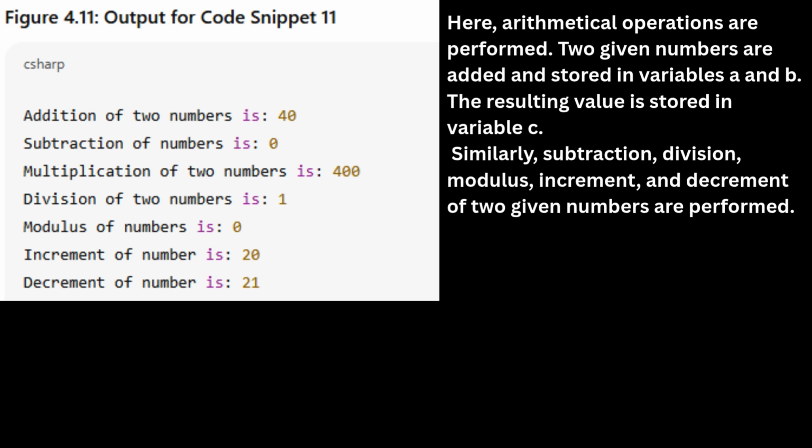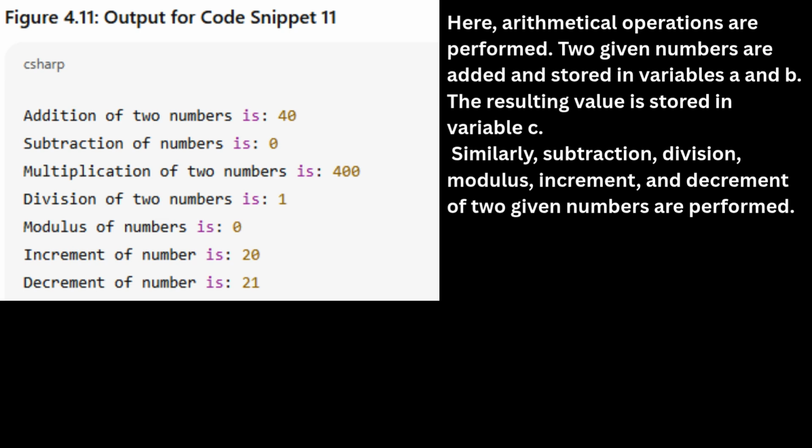Next, the division result appears as division of two numbers is 1. Again, since 20 divided by 20 equals 1, PHP performs the operation exactly as expected. The modulus result follows. The modulus operator calculates the remainder when one number is divided by another. Since 20 divides evenly into 20 with no remainder, the modulus value is 0, printed as modulus of numbers is 0.